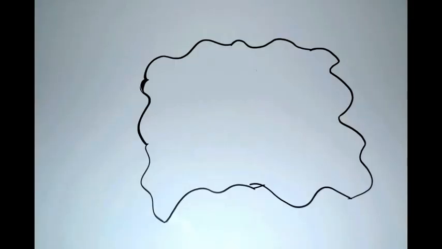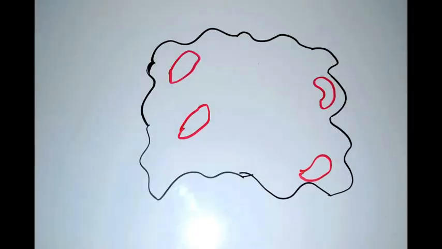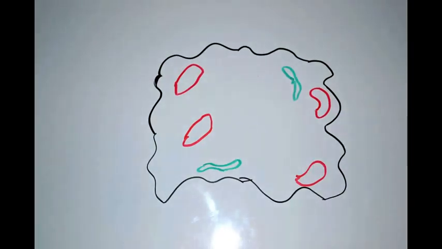Where is the nucleus? The nucleus is at the core of a eukaryotic cell. It acts as the control center of the cell.